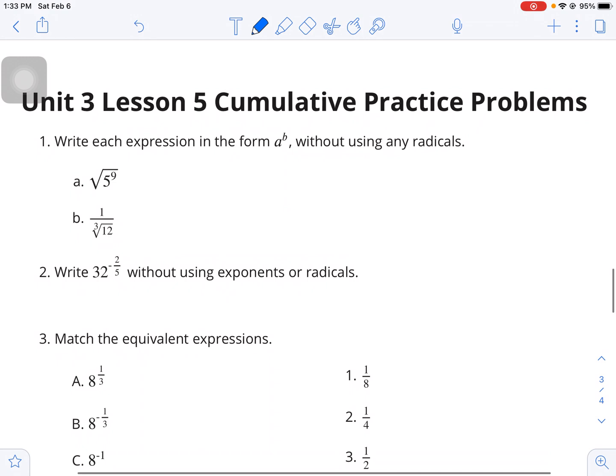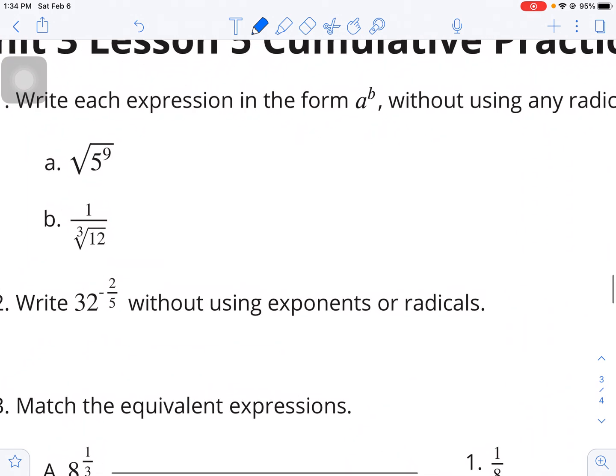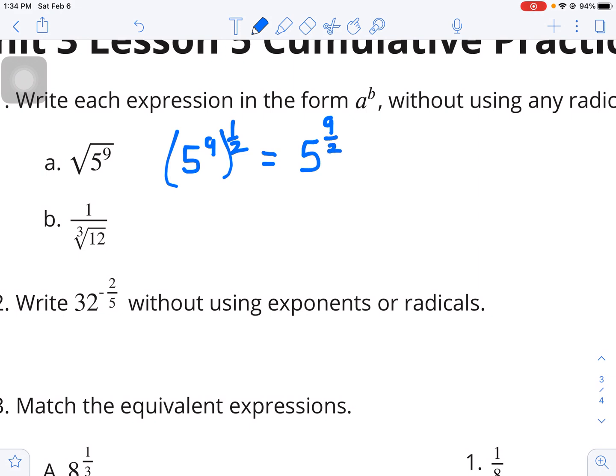Then on to the practice problems from lesson 5, where we deal with negative rational exponents. So we're going to write each expression in the form of a to the b power without using any radicals. So the first one, we've got a square root and a 5 to the 9th. So we could write that as 5 to the 9th to the 1/2 power. And that would be multiplying exponents then. Following our exponent rules, we would have 5 to the 9 halves then.